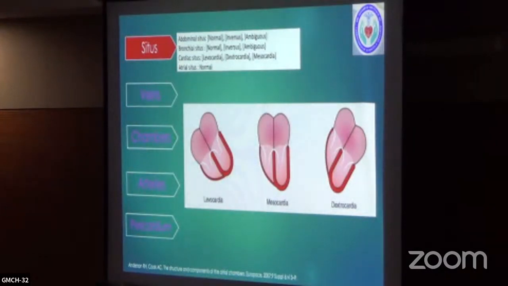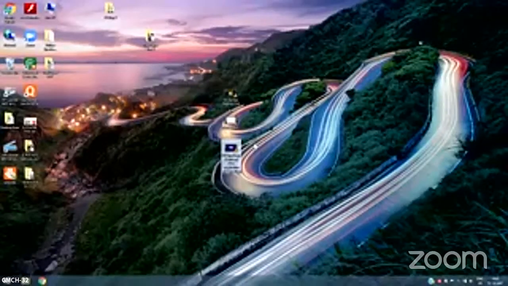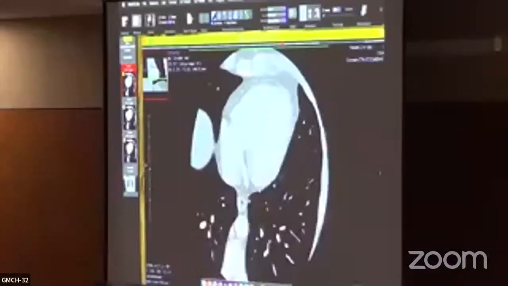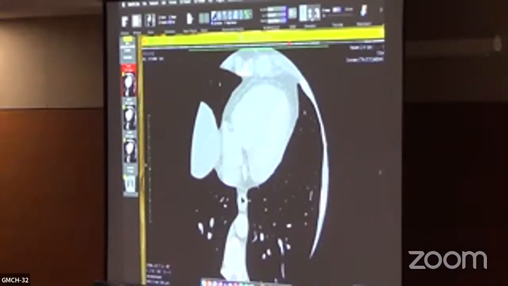So if the apex is pointing towards the left, it's levocardia. If it's pointing towards the right, it's dextrocardia. If you can't make out, you will describe it as mesocardia. So we just look at an example here. Here are axial sections. Like I said, the first thing that you're going to look at is situs.